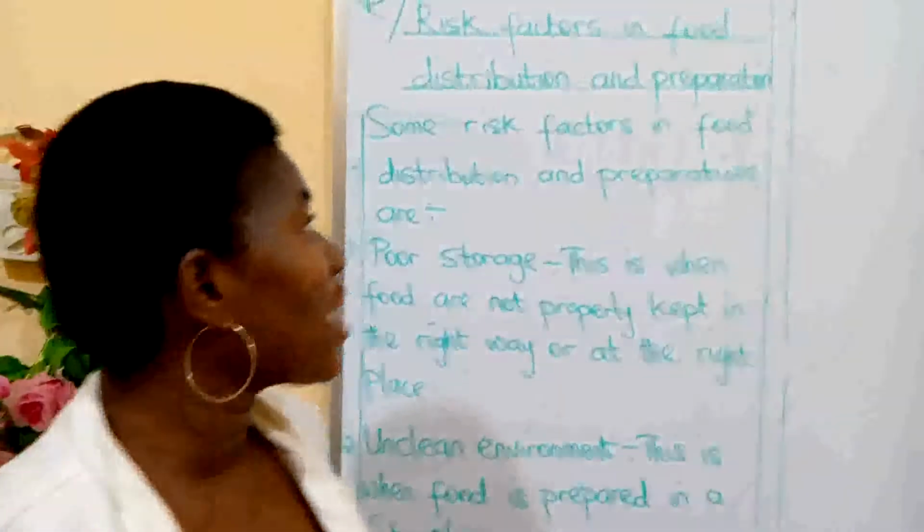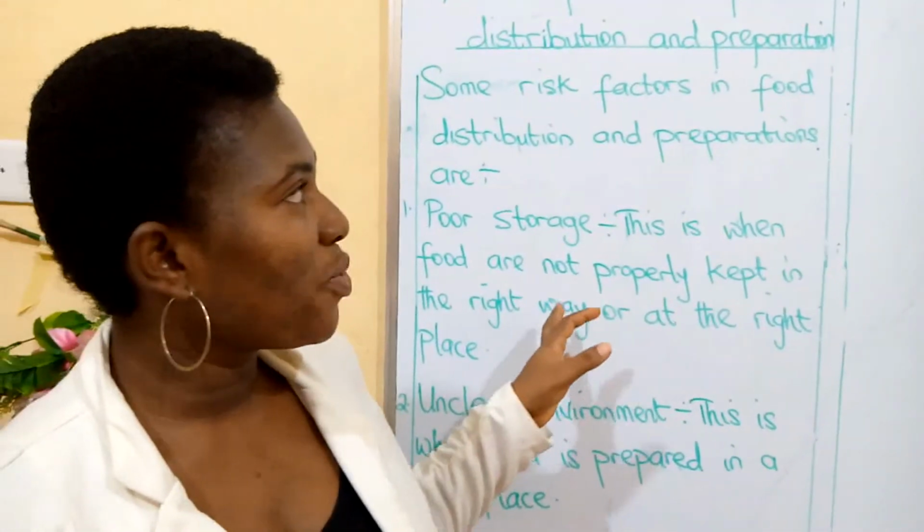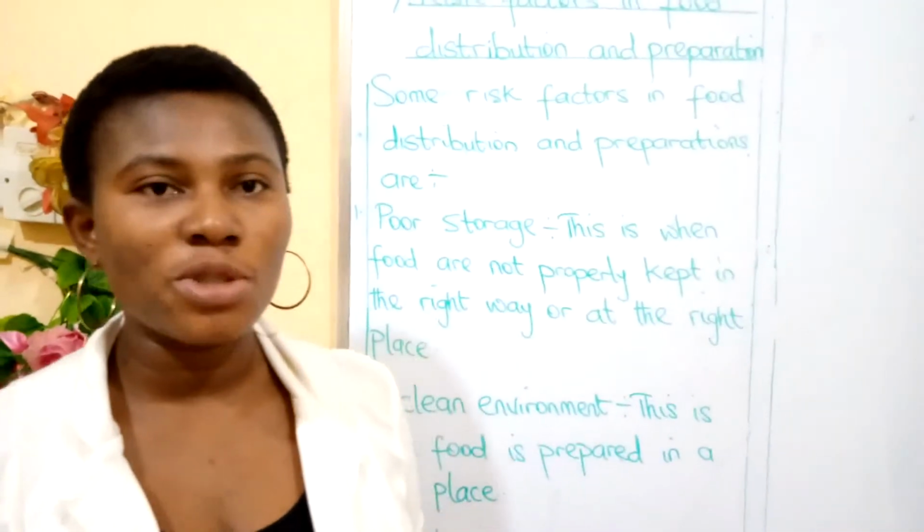Having known the risk factors in food distribution and preparation, this brings us to guide to food safety. Guide to food safety simply means ways of making our food safe for consumption. Number one way is by always reading the food label. We read the food label to make sure the food has not expired and the registration number is intact.